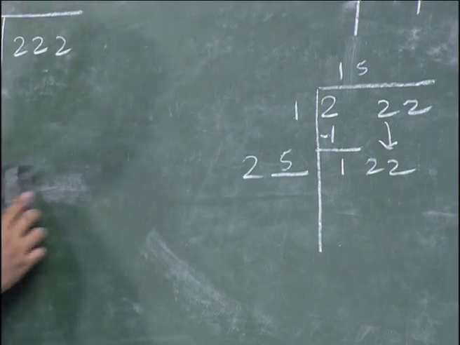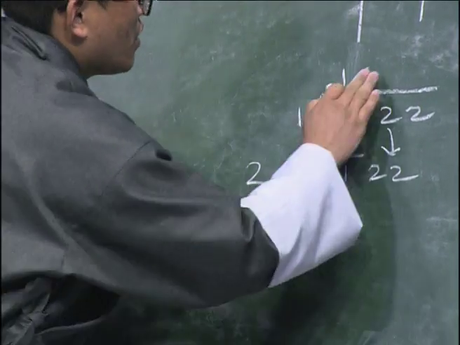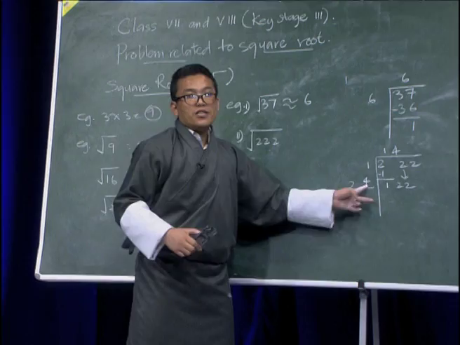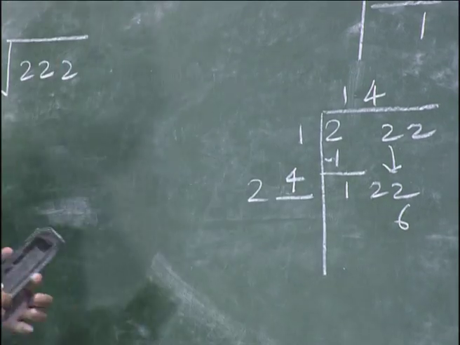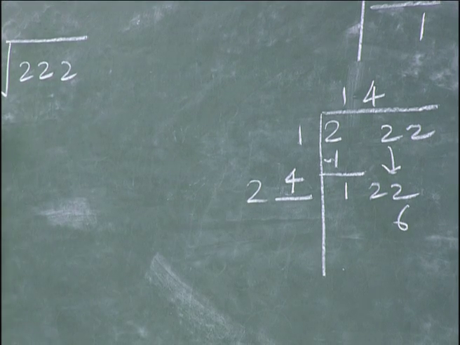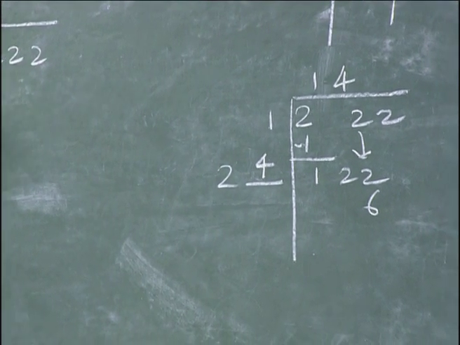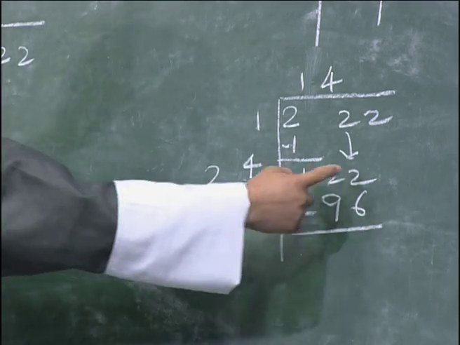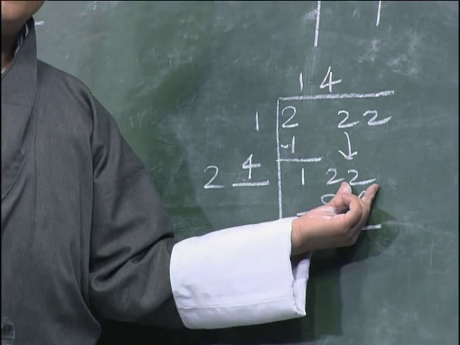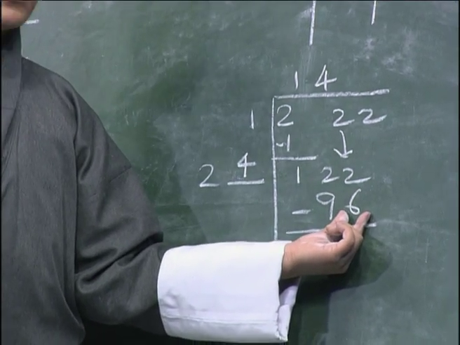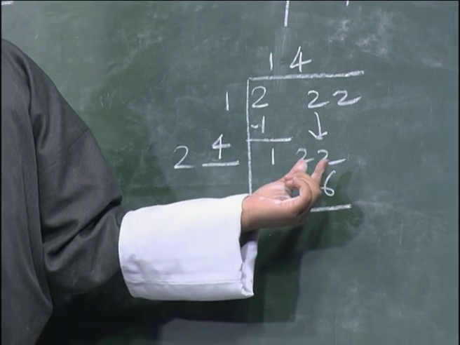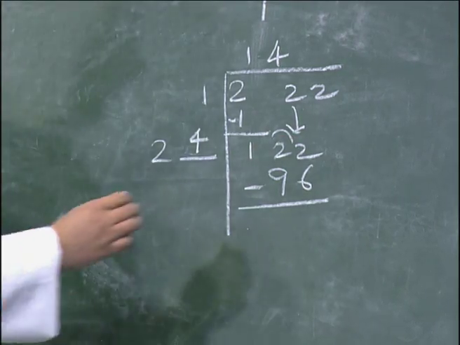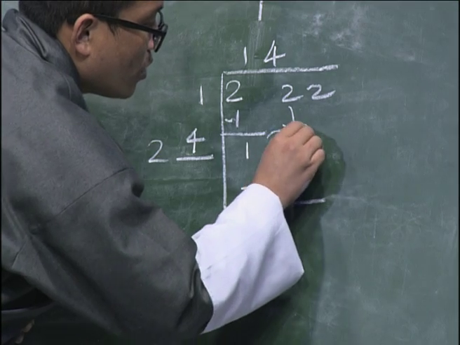So, now, we'll take 4. Now, 4 multiplied with 4 is how much? 4 times 4 is 16. 4 multiplied with 2 is how much? 2 times 4 is 8. 8 plus 1 is 9. Now subtract this number. Here we have 2, and here we have 6. So since we can't subtract 6 from 2, we have to borrow. Now when we borrow, our number is 12.